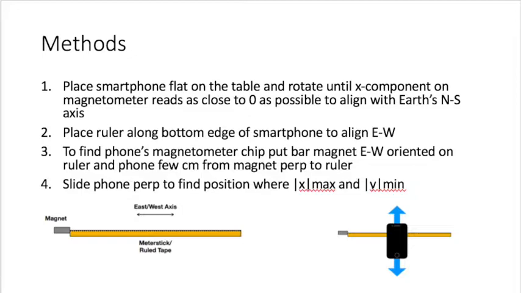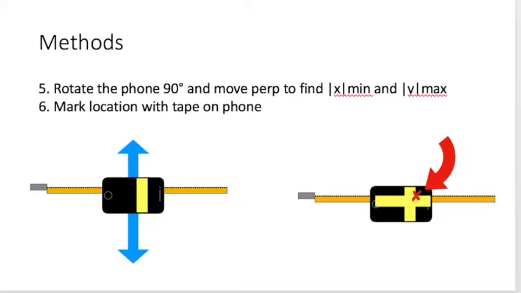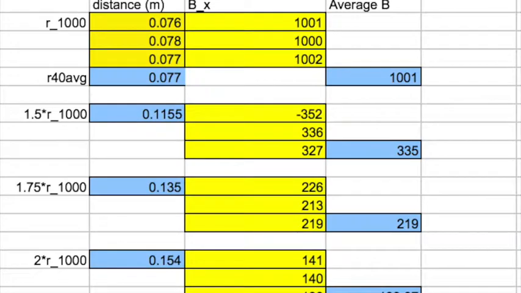To find the phone's magnetometer chip, I oriented the bar east-west on the ruler. I then slid the phone perpendicularly to find the position where X was a maximum and Y was a minimum on the magnetometer. After rotating the phone 90 degrees, I moved the phone perpendicularly to find where the X was a minimum and where the Y was a maximum. I marked both locations with tape on the phone.